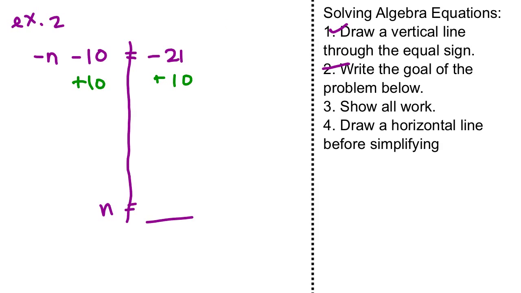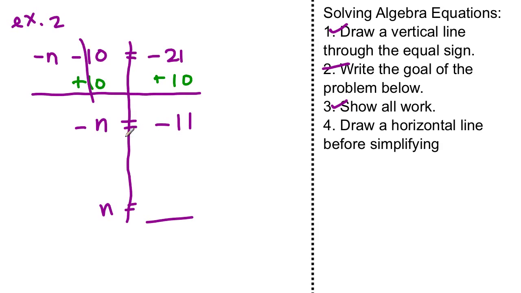So if this is minus 10, we do the opposite, or plus 10. Cool. So we showed all work, you write both sides, and then draw a horizontal line before simplifying. So here we go. We want to draw in that horizontal line. And now let's simplify. Negative 10 and plus 10 cancels out. So on this left-hand side, we have negative n is equal to, and now negative 21 plus 10. This is going to give us negative 11.